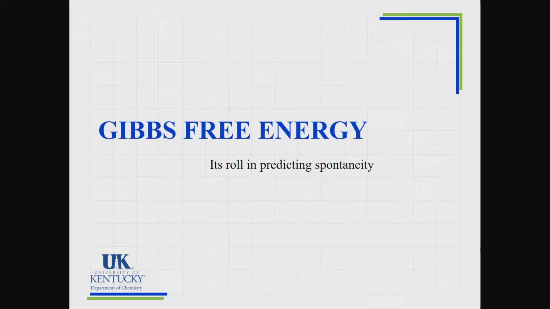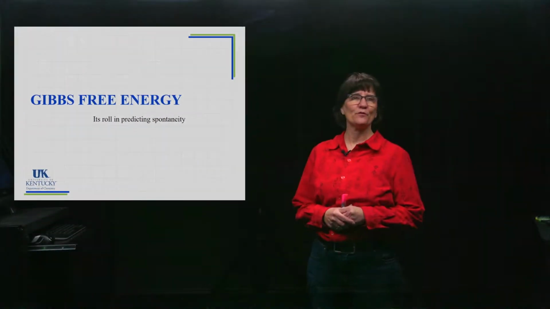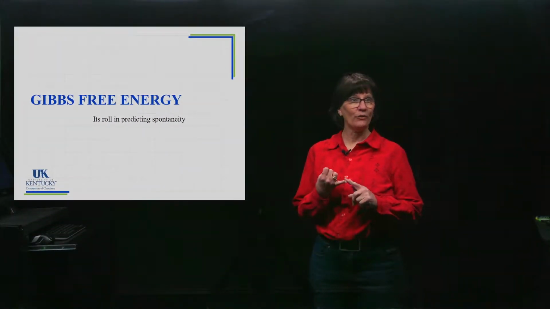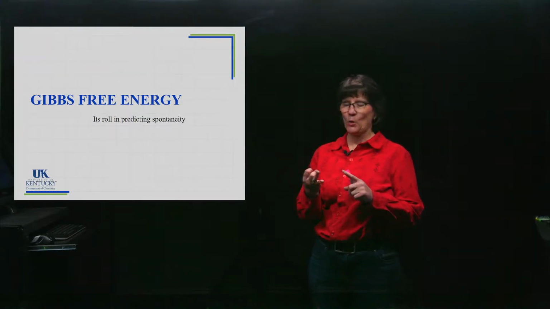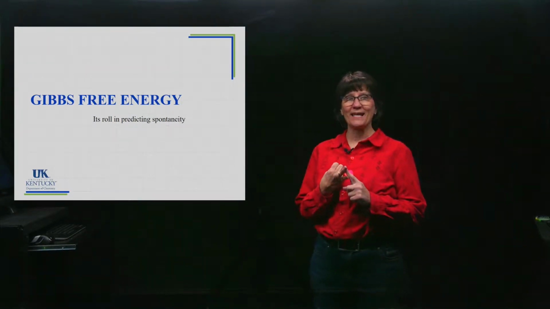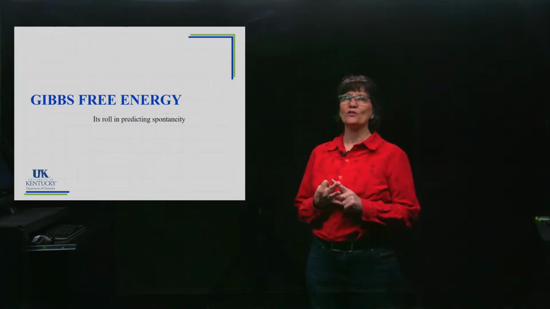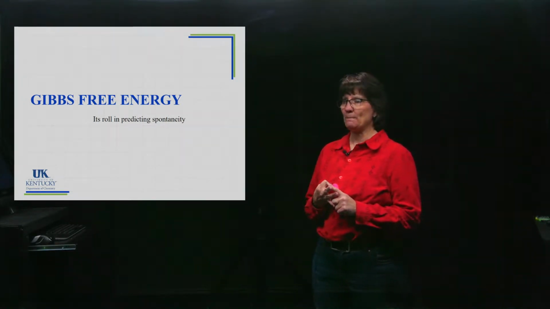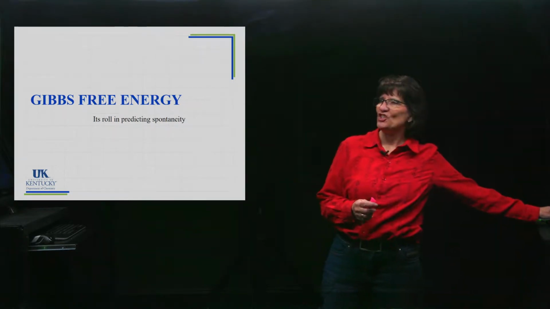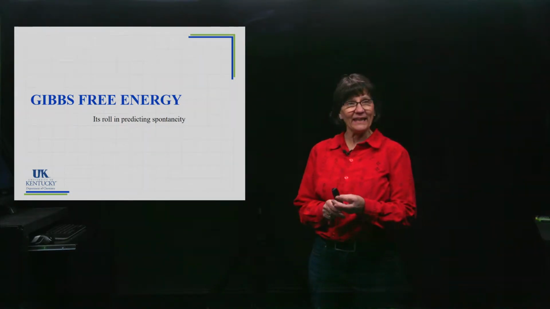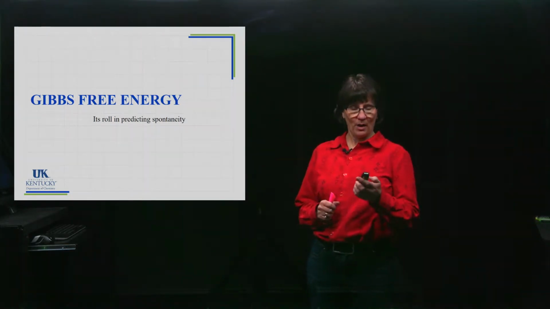So we're ready for our third thermodynamic term, which is called Gibbs free energy. We had enthalpy, which was H. We had entropy, which was S. And now we're going to have free energy, otherwise known as Gibbs free energy. It's abbreviated with a G, okay? It can be used to predict spontaneity.